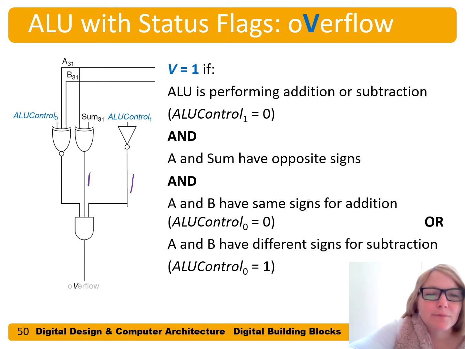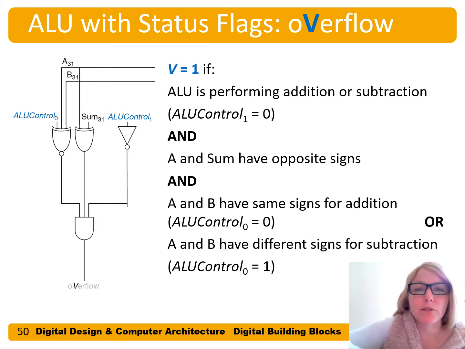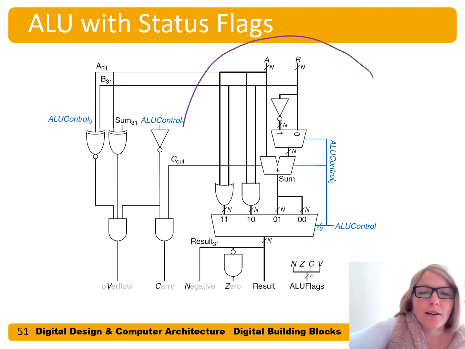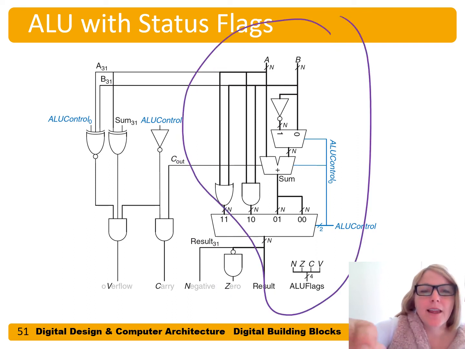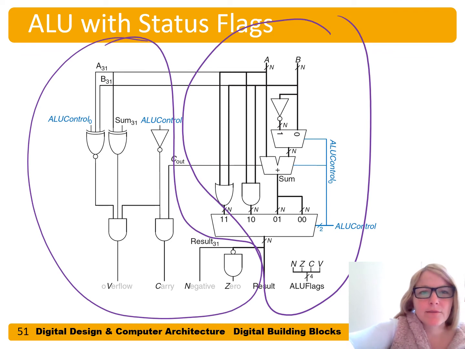and we're adding and the operands have the same sign, or subtracting and they have different signs. Yep, then we have 1 and 1 and 1, overflow. So all of those conditions have to be true in order to get overflow. So here's our complete ALU with status flags. Again, our ALU here on the right and our status flag circuitry on the left.